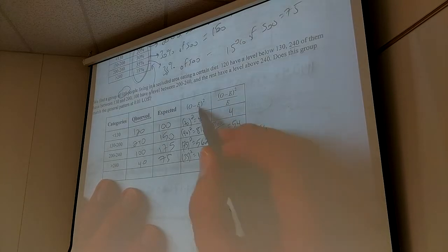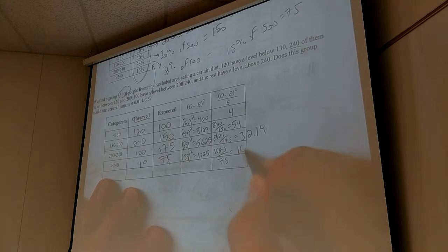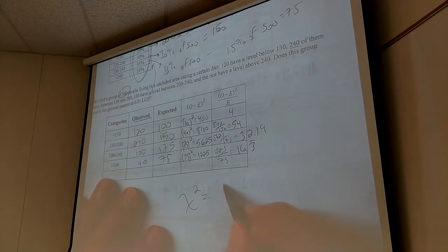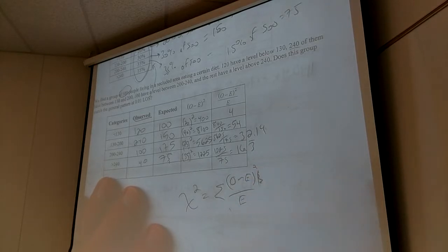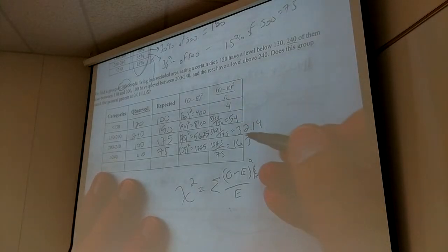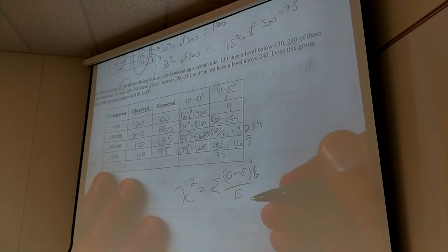So I do this difference divided by its expected. 1225 divided by 75. 16.3 repeating. I love it. And then I add all these up, because what's chi-square? It's the sum of all these things. So let me add all these up. 58, 90.14, 106.44? I don't know. Is it?